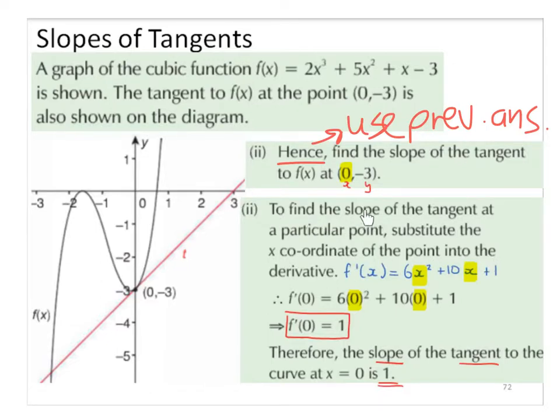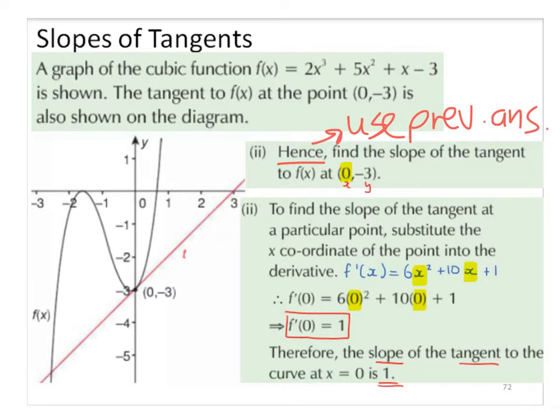So to find the slope of the tangent at a particular point, we substitute the x coordinate, which is this 0 value here, of the point into the derivative. So the derivative is 6x squared plus 10x plus 1. So we swap each of those x's there highlighted in yellow for 0, but we have to have brackets around them. So we substitute in the x value, not the y value. We do not sub in the y value, it's only the x value.